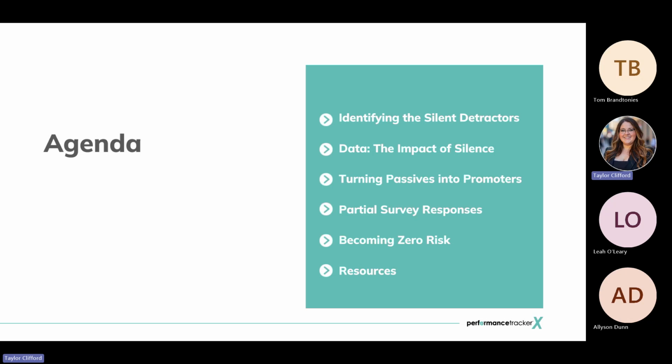Partial survey responses. That's going to be anything that auto completes in our system. We autocomplete survey responses 15 days after a survey has been started. And all of that data that comes in, even though it is partially completed, is still very actionable for your organization. We want to make sure that those are being addressed and not just left out there, because a negative experience might not have been identified from it necessarily.